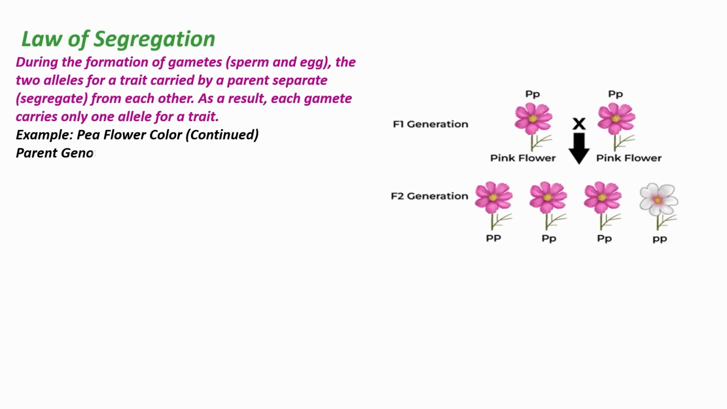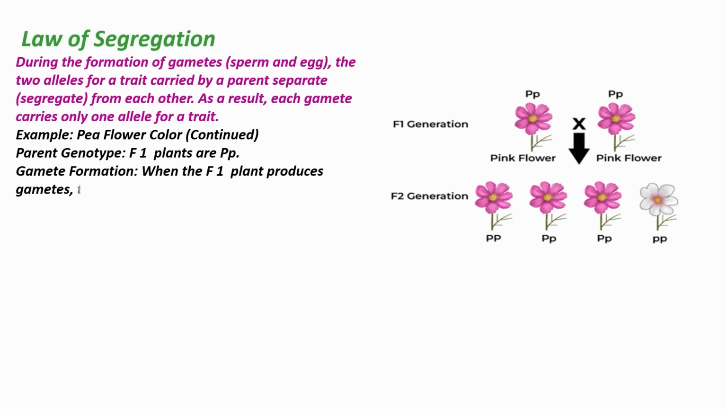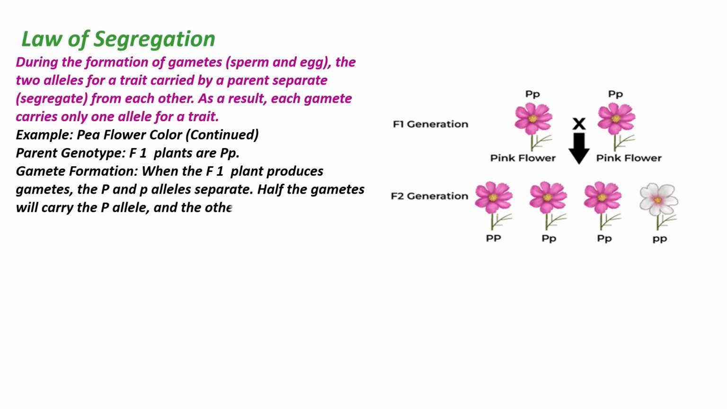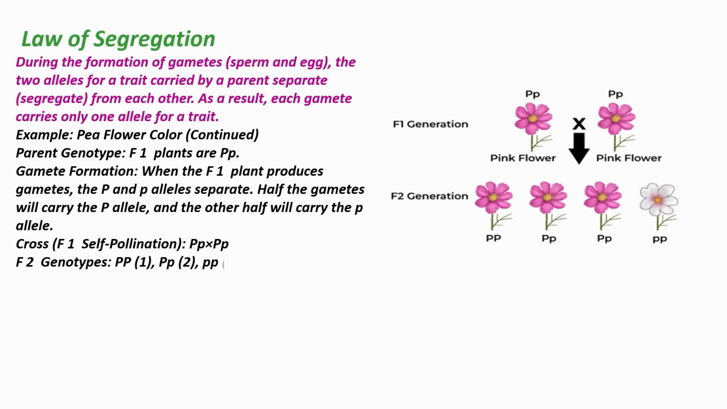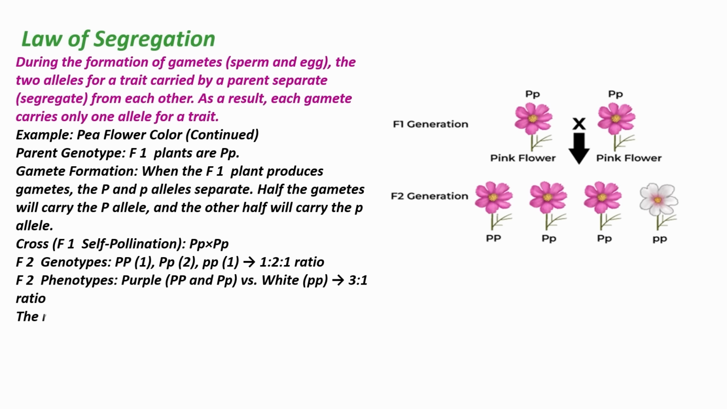This can be explained by using an example of pea flower color. Here we are observing the parent genotype contains capital P and small p. These are F1 generation plants. They will produce gametes like capital P and small p. Half the gametes will carry the capital P allele and the other half will carry the small p allele.